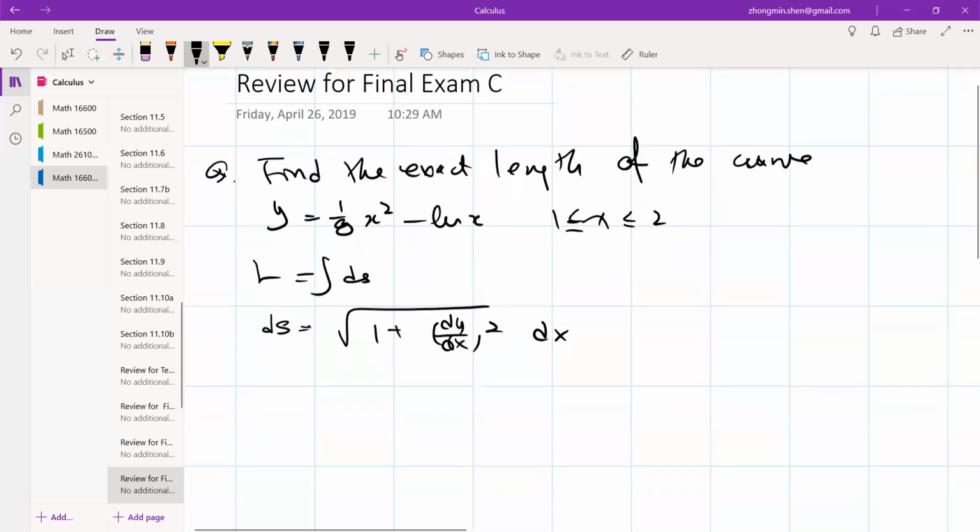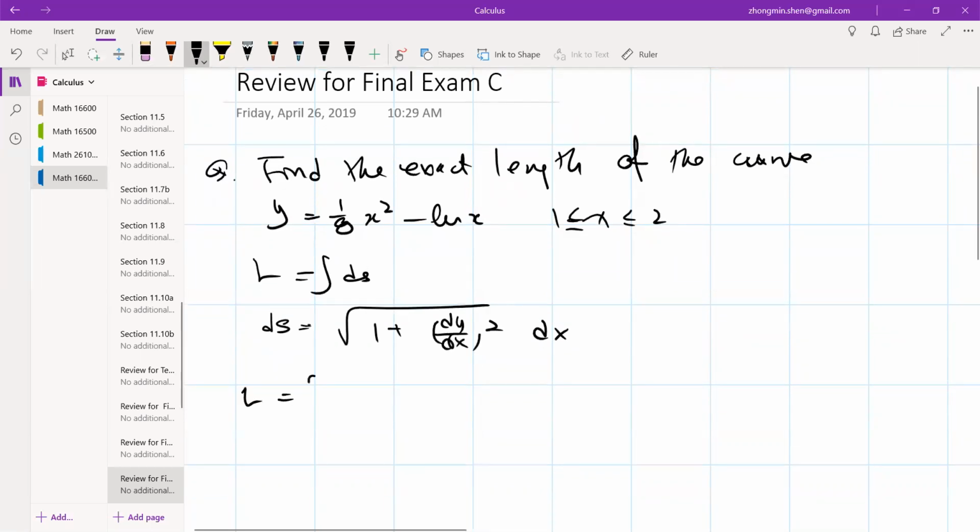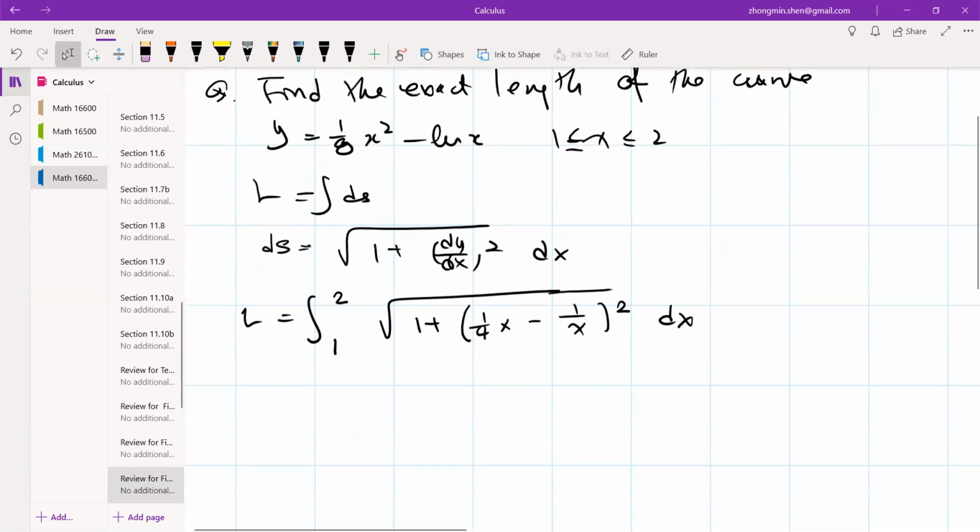So you end up with the integral, x from 1 to 2, and then you differentiate. When you differentiate x squared over 4, you get 2x over 4, and the derivative of the log term gives 1 over x. Then it's squared, dx. I'm going to look at what he did here. So far it's correct.